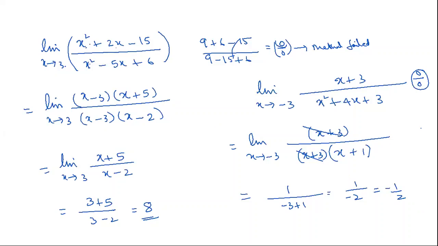Now a challenge for you, a small challenge, not a very big challenge. Limit x tending to root 2, x square plus x root 2 minus 4, divided by x square minus 3 root 2 x plus 4. Actually this should have been root 2 x in the numerator, and this should have been 3 root 2 x in the denominator.